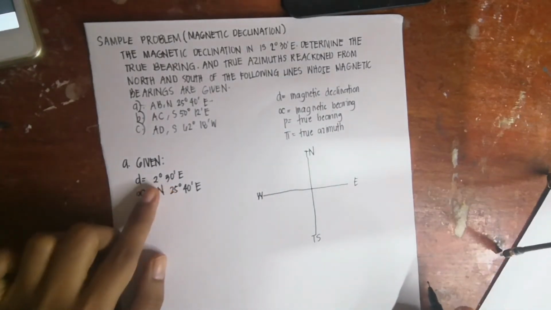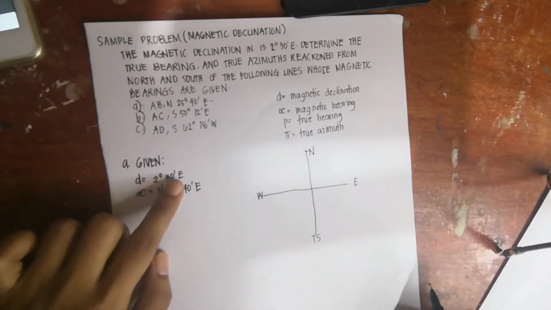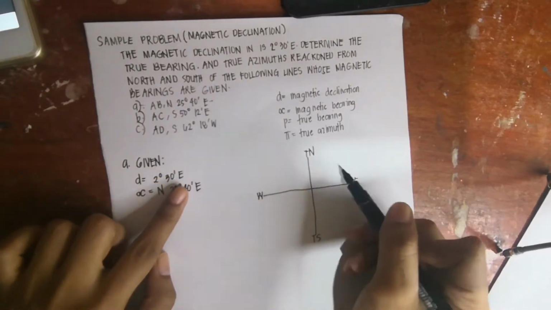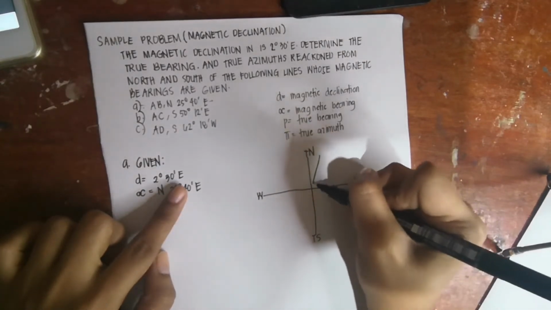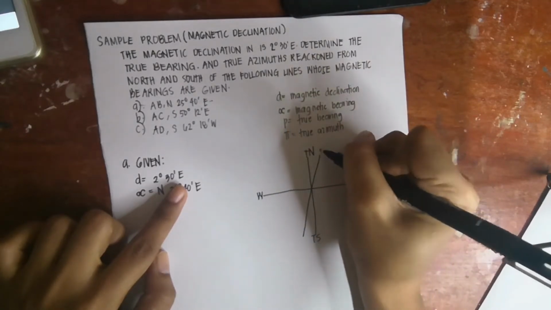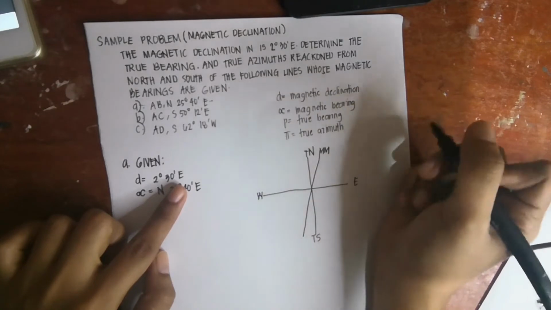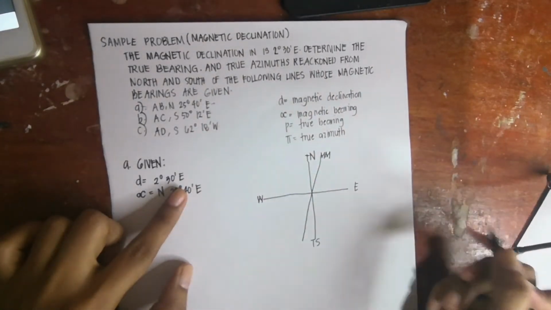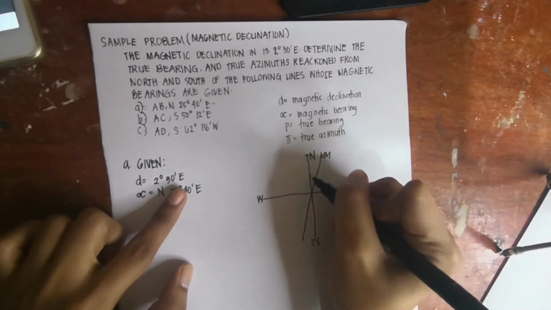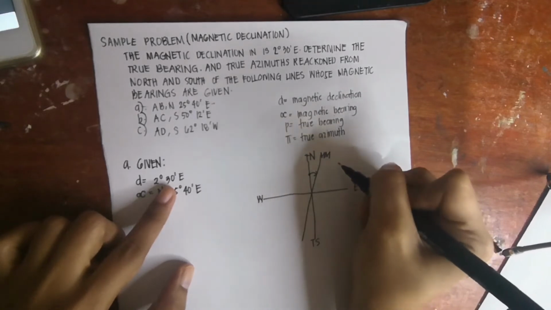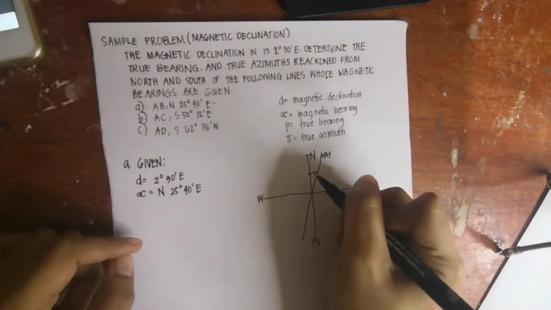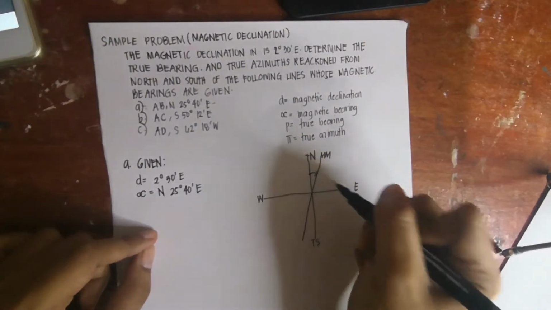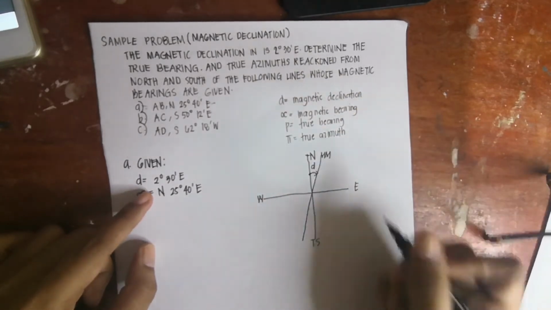Since the magnetic declination is 2 degrees east, it is placed here, in this quadrant. The angle formed in between the true meridian and the magnetic meridian is called the magnetic declination.